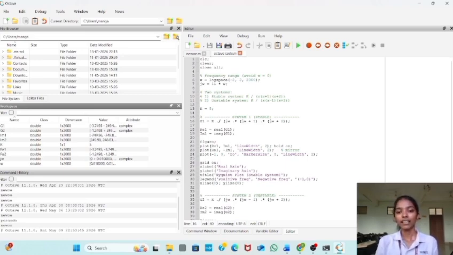Next, xlabel 'Real Axis'. This command labels the X axis as the real axis. Next is ylabel 'Imaginary Axis'. This command labels the Y axis as the imaginary axis.